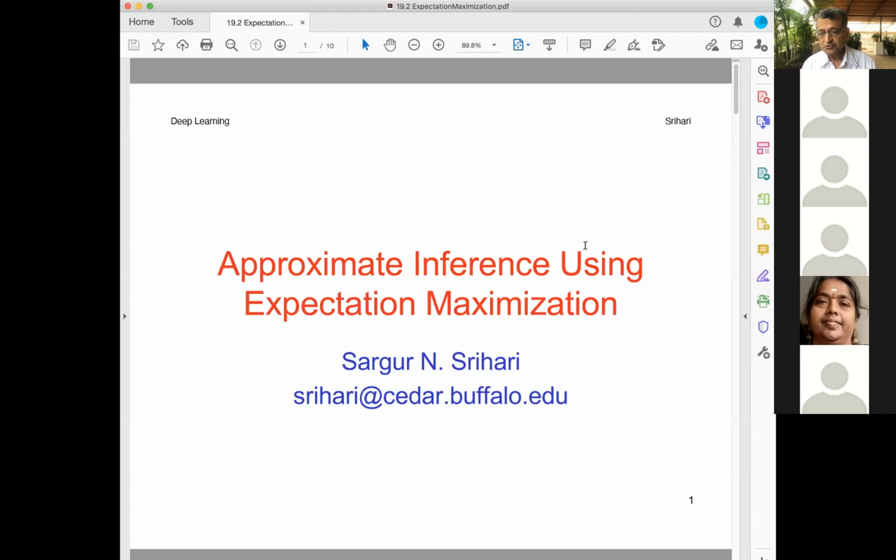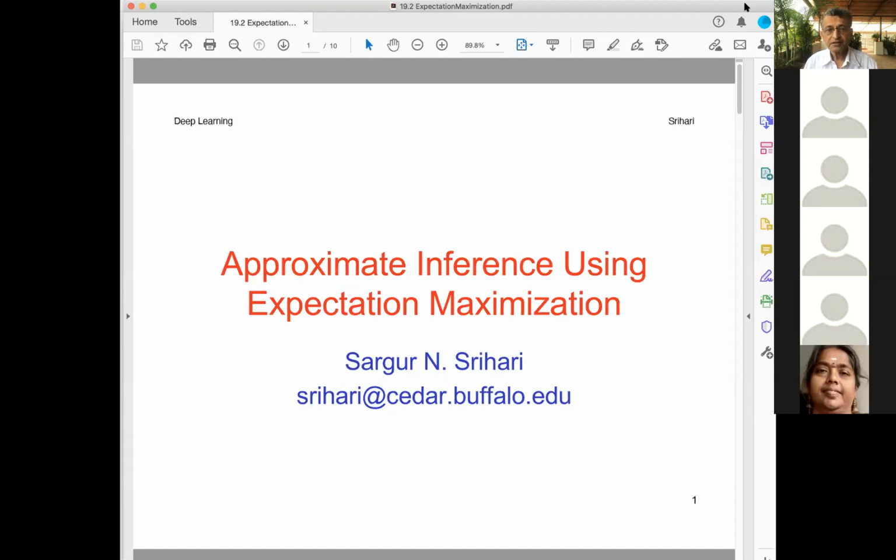It's titled Approximate Inference Using Expectation Maximization. Can you see it, Setu? I need to unmute all here for this to work. Okay. Can you see the slides, Setu? Yes, sir, we can see the slides. Okay, very good, very good. Okay. All right.